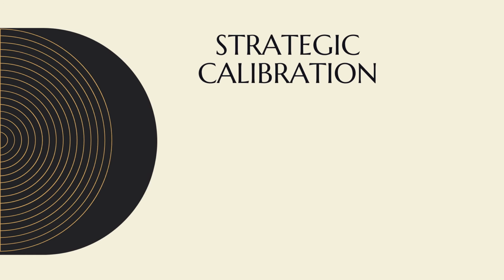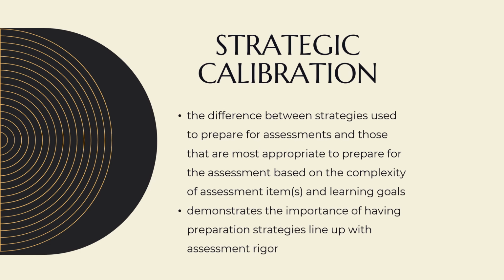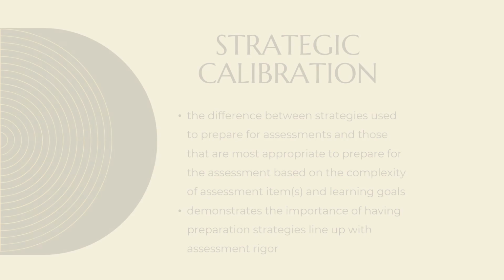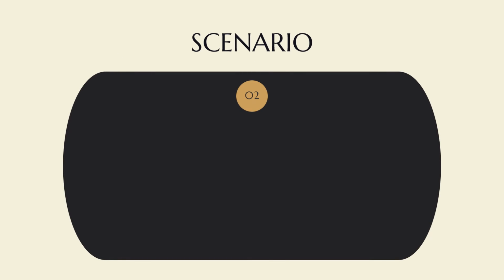The next type of meta-comprehension calibration is strategic calibration, which is the difference between strategies that are used to prepare for assessments and the strategies that would be the most appropriate to prepare for the assessment based on things like the assessment's complexity of items or the assessment's learning goals. With that, we're going to go ahead and move on to scenario number 2.